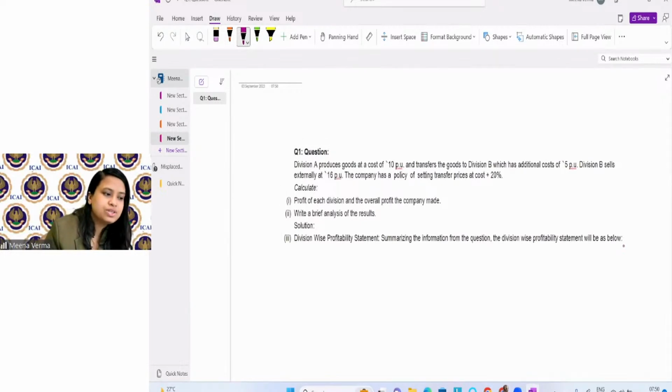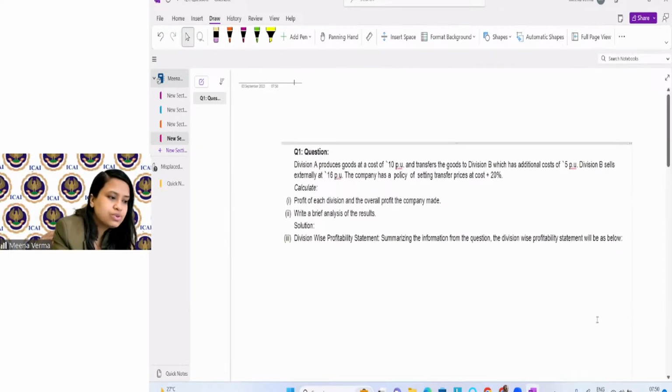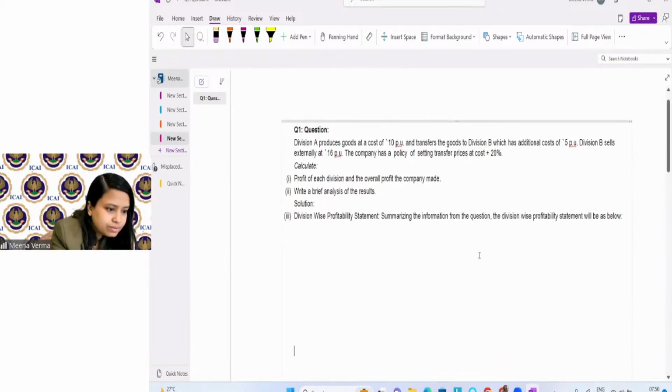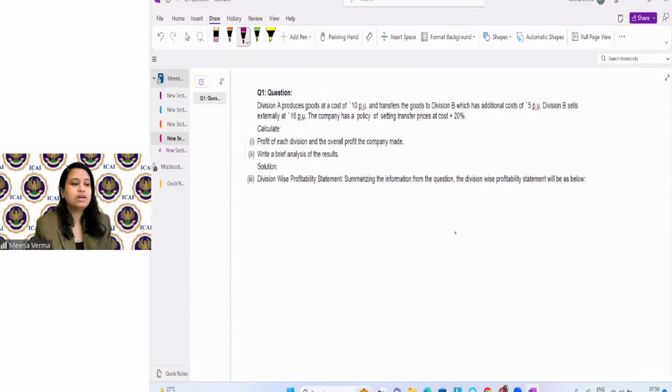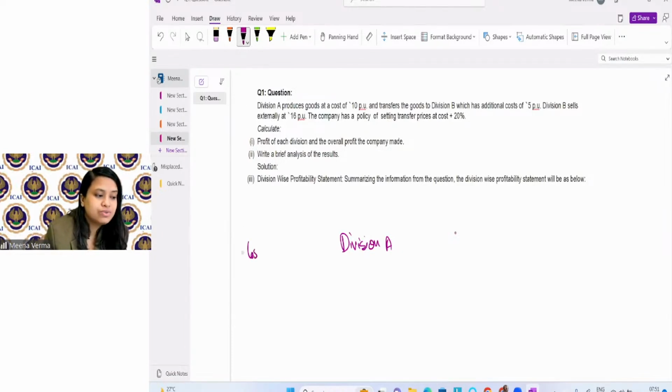Division A produces goods at a cost of rupees 10. So what is happening here? There is a division A. Always make a diagram in this way, the way I am making the diagram now. It will help you to understand the scenario and the questions. Division A is producing at a cost of rupees 10 per unit. This is the cost they are incurring.